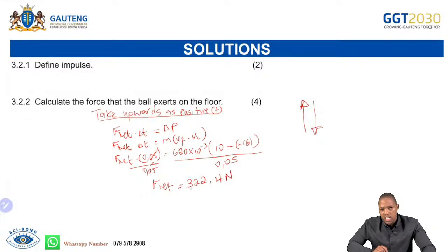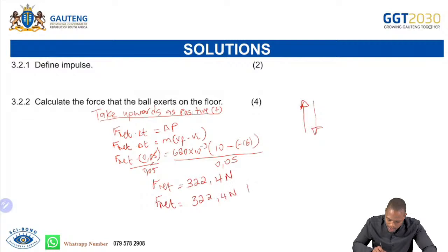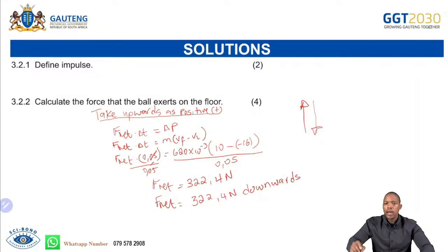Why are we calculating and getting the force exerted on the ball? Because we use the change in momentum of the ball. I hope we all understand that. Therefore, the F net is actually equal to 322.4 newtons downwards. That's according to Newton's third law of motion.